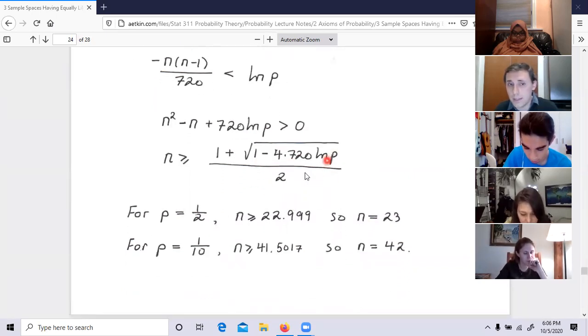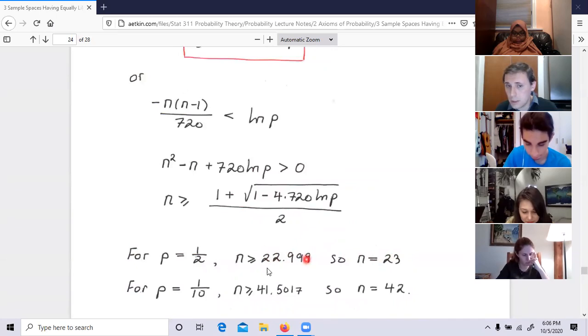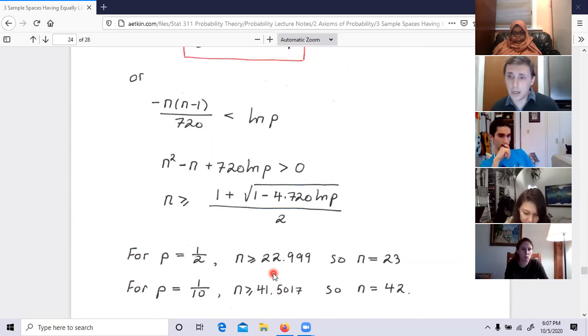And now all you do is plug in p. So if you want p to be 1/2, plug in 1/2 here. And what you get is that n is bigger than 22.999, so n is equal to 23, because it's the integer directly bigger than the quantity we get. Okay. So suppose that I want the probability that there will be a match to be 90%. In other words, the probability that no person shares a birthday with another person to be 0.1. If I plug in 1/10 instead of p, I will get that my integer n should be bigger than 41.5 something. So I'm assured that if I have 42 people in my class, the probability that at least 2 people share a birthday is over 90%. It's almost certain. Is it interesting?